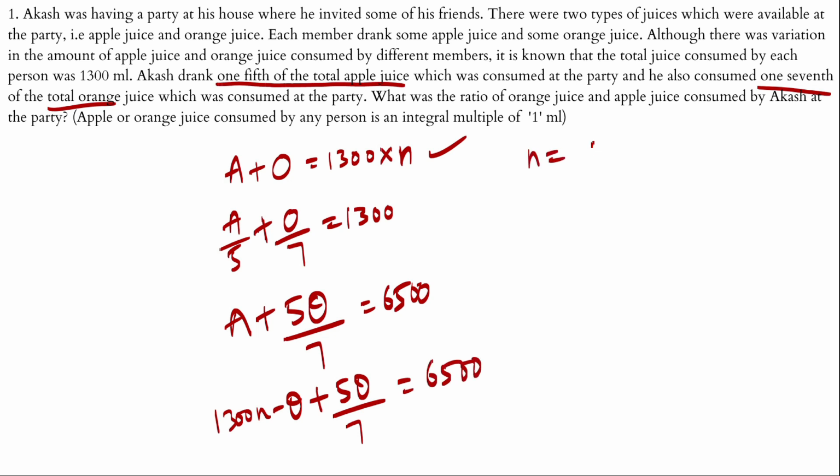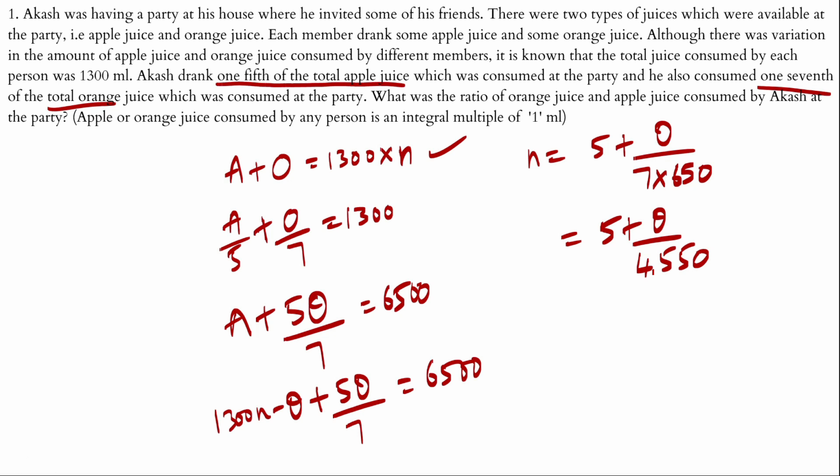So n is equal to 5 plus O by 7 into 650, which is equal to 5 plus O by 4550. Now if you observe, what is O? It is the total quantity of orange juice. This O must be a multiple of the denominator, which is 4550. And from this statement we can say that O by 7 is less than 1300 and A by 5 is also less than 1300, because A by 5 plus O by 7 is equal to 1300.